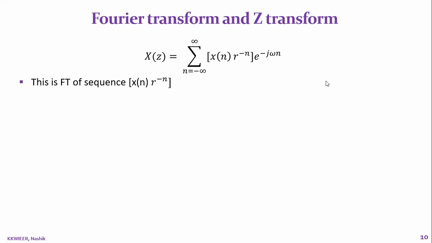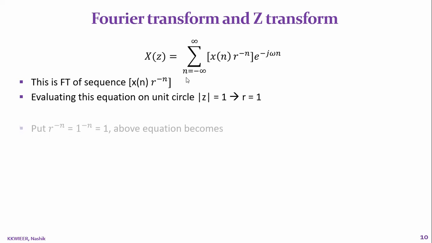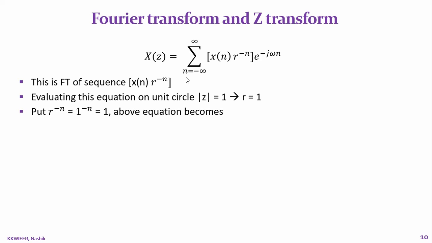if I look at it as a Fourier transform, then you can see that the Fourier transform is given as x of n into e to the power minus j omega n, right? What does that mean? The inside bracket term is your x of n r raised to minus n, and this is nothing but the Z transform. So evaluating this equation on the unit circle, r will become 1. So whenever the value of r is equal to 1, that time you are getting the Fourier transform of this sequence.